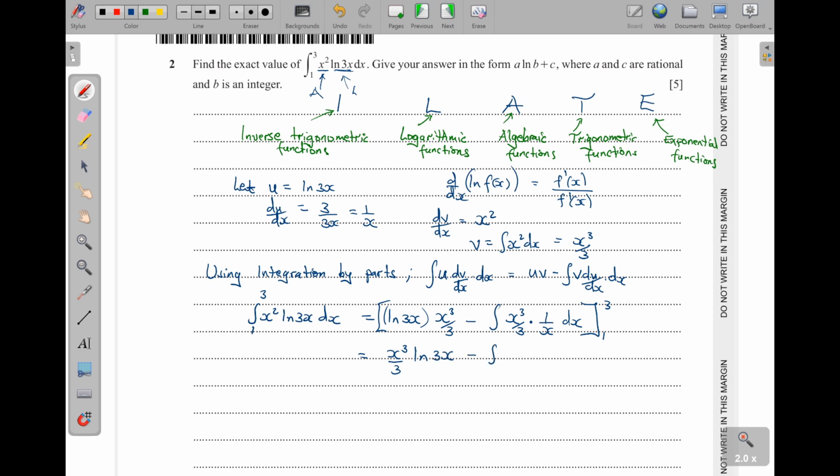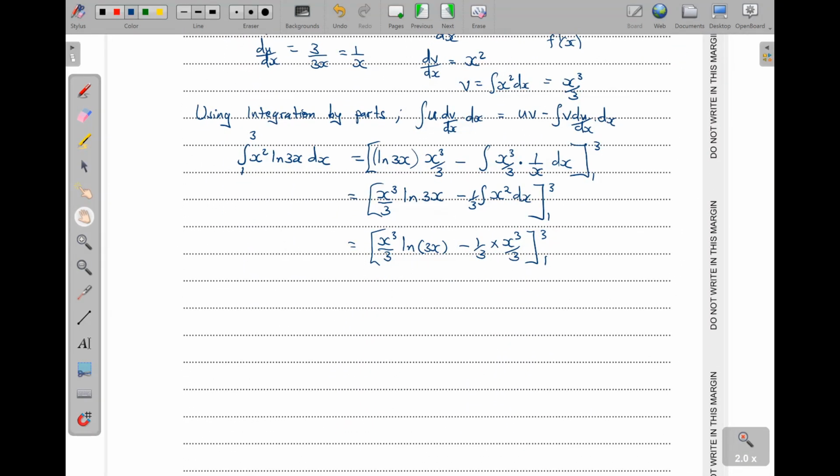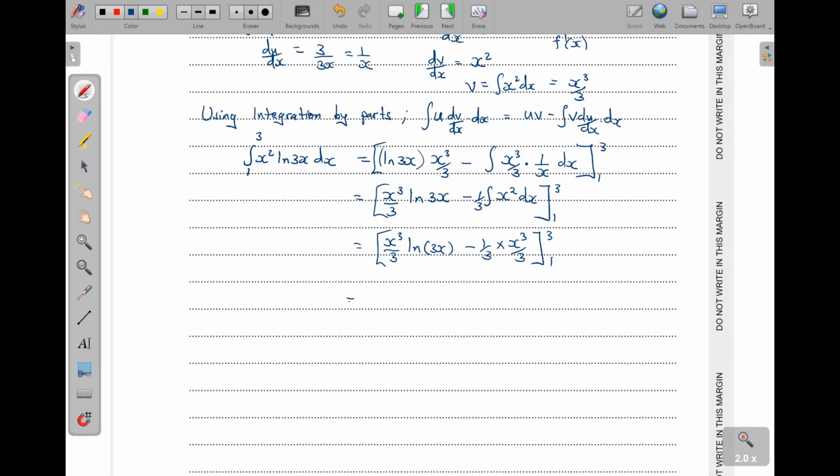Now here we shall integrate. Of course, this one reduces to x squared. So I can put the third here. Then we shall get x cubed over 3, the natural log of 3x, then minus a third. Again, when we integrate this one, it will be x cubed over 3. So we put now the limits. When we put the limits, we shall put 3 cubed is 27, divided by 3, we get 9. Then natural log of 9.